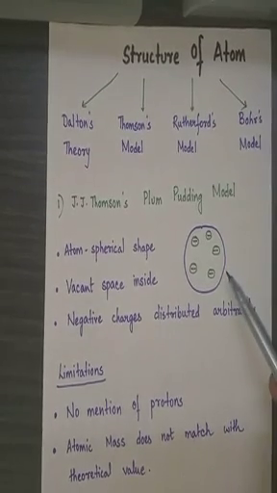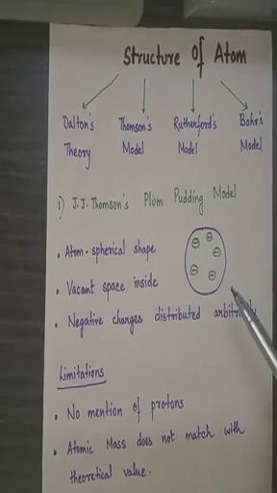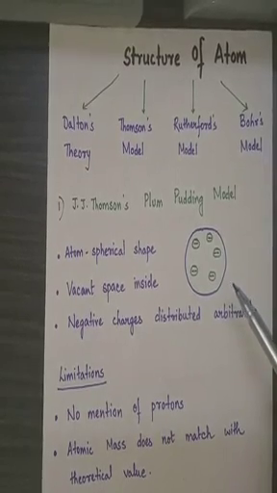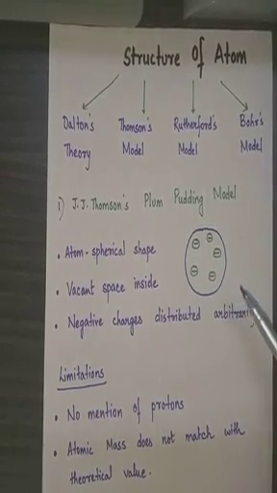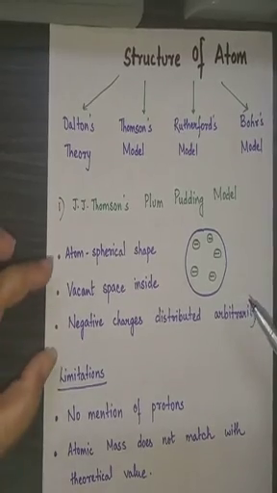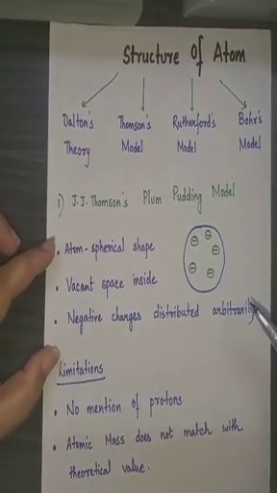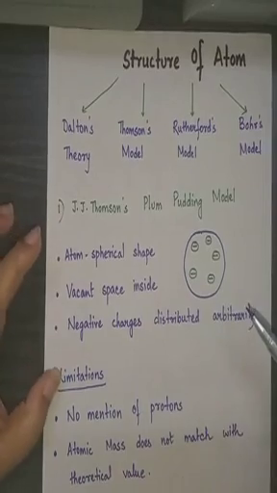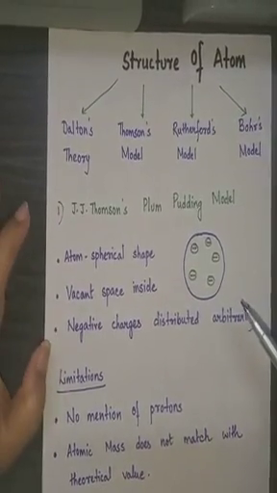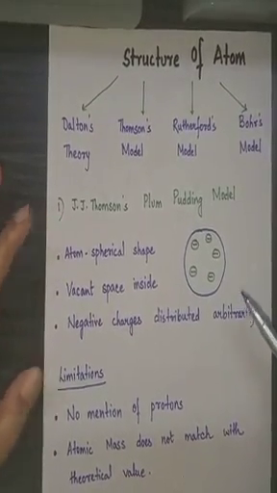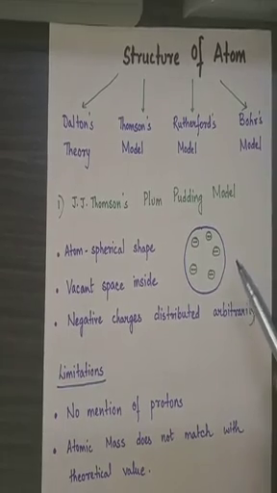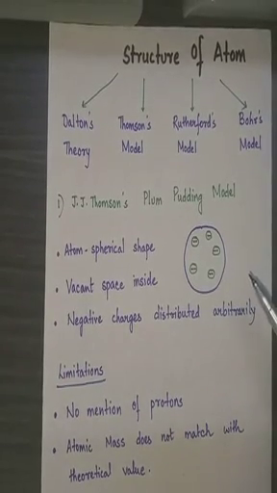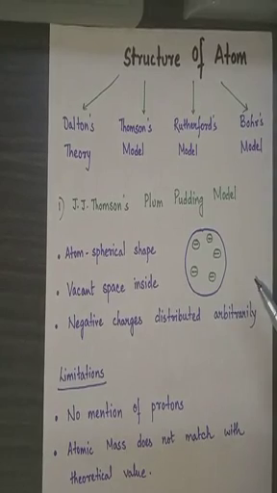I have drawn the structure of the atom as proposed by J.J. Thomson. Now what did he say? I have written the key words in the form of points. In the book you will get a proper explanation, but if you understand this, these remain your keywords. What he said is, an atom is spherical in shape. That's obvious. That was also said by Dalton.